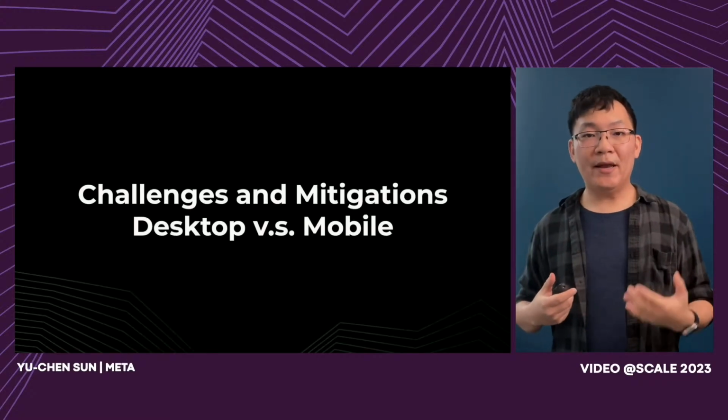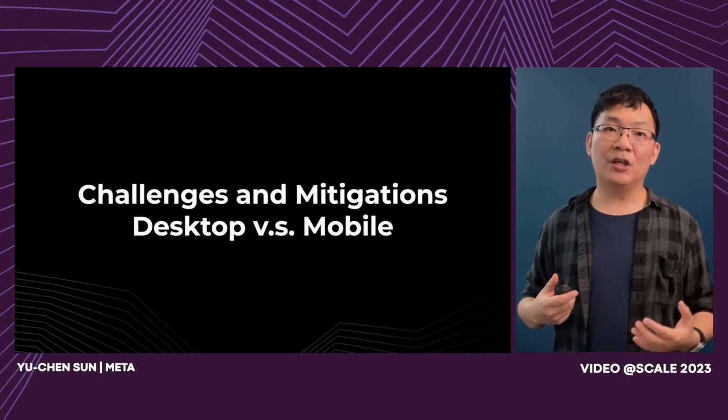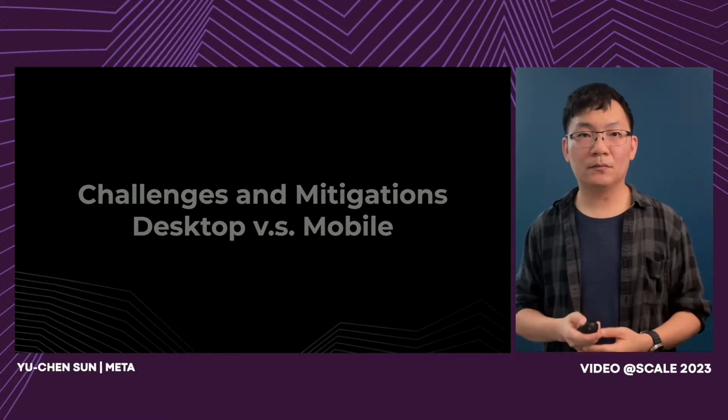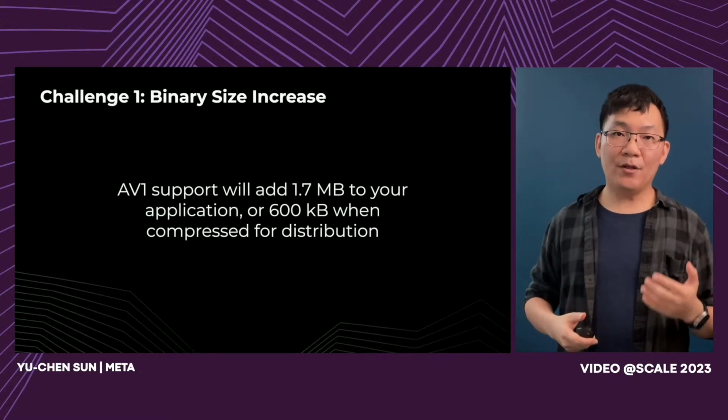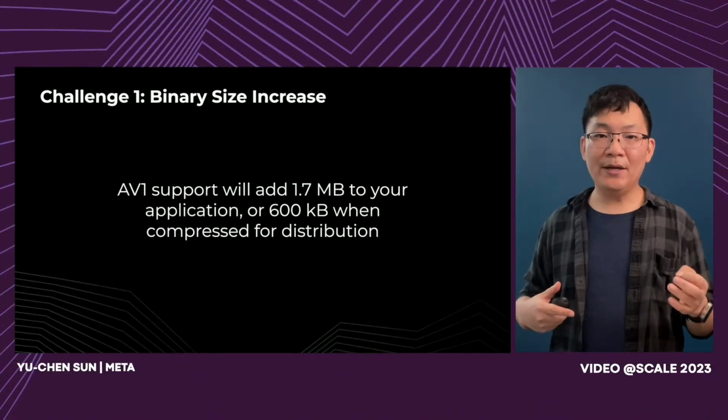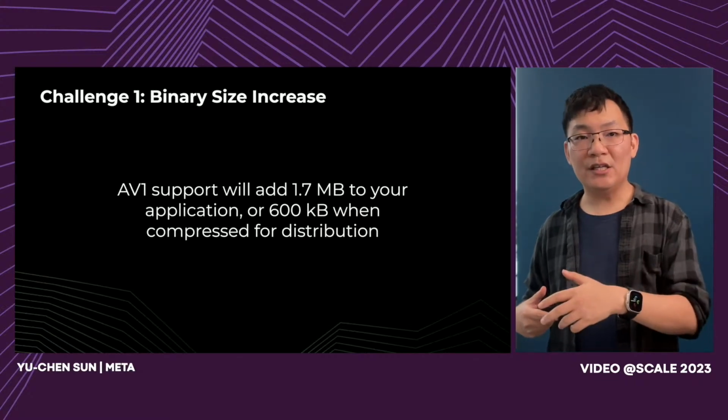So I have shown the benefit of having AV1 on Messenger. Let's talk about 3 challenges and our solutions. Binary size was our first problem. For example, if we integrate liblm into Messenger, we will see an increase of 1.7 megabytes in binary size, or 600 kilobytes after compression.